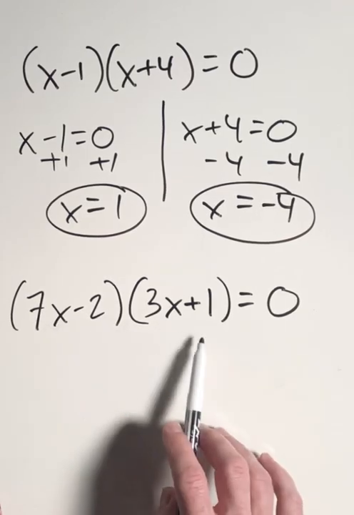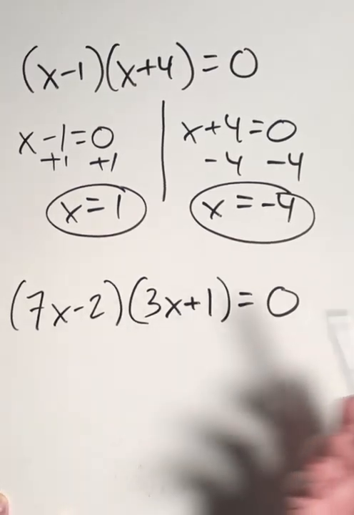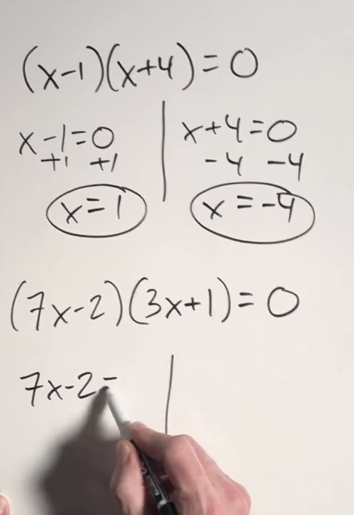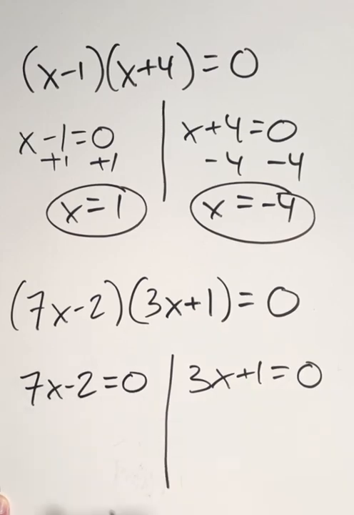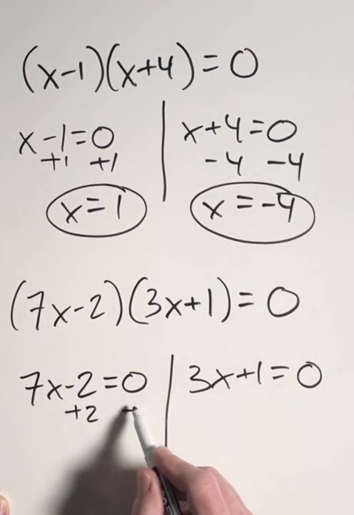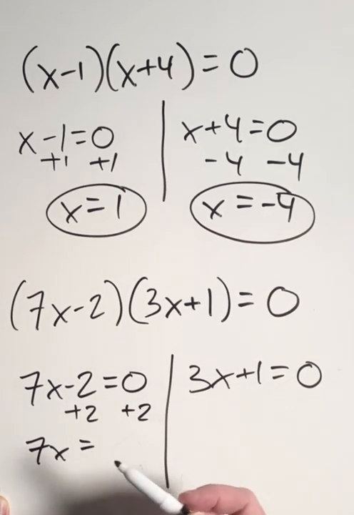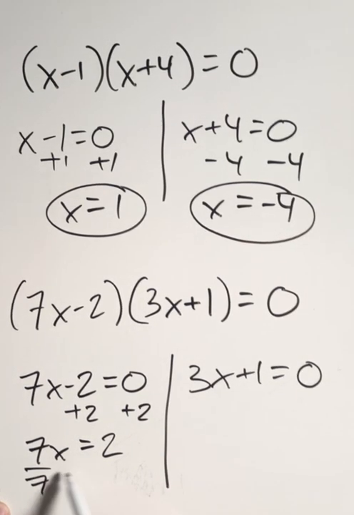So likewise, we have two binomial factors here that have a product of 0, so we have to assume that one or both of them could equal 0. So we draw a vertical line and set each factor equal to 0. And then solve the equation. This time, instead of being a one-step equation, you have a two-step equation. We're always going to start by undoing the addition or subtraction first, working in reverse order of operations order, and then we'll undo any division after that. So x in this case would equal positive 2/7.